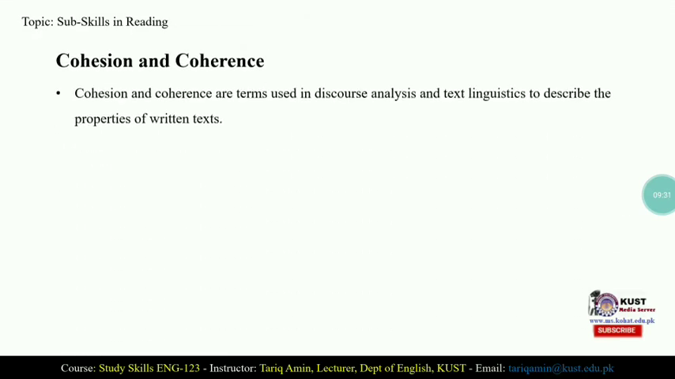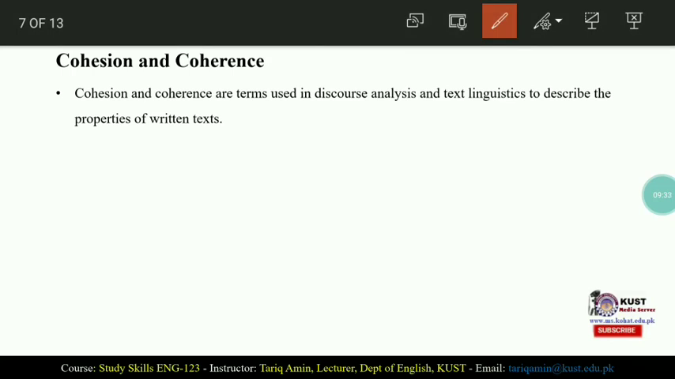Cohesion and coherence are two important words that are usually related with linguistics. Cohesion and coherence are terms used in discourse analysis. These are mostly used in discourse analysis and text linguistics to describe the properties of written text. For example, we analyze text in order to determine if cohesion and coherence are there or not, if cohesive devices have been used in a particular text or not, and if there is logical connection between the different sentences or not.